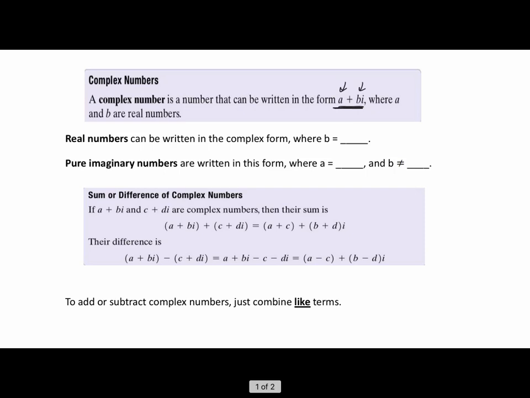And so the coefficient of the imaginary unit would have to be 0, because that means there is no imaginary unit part. There's just a real number part, a.